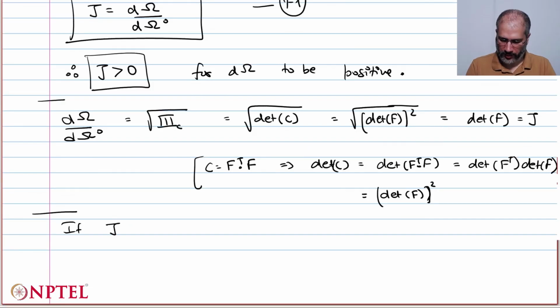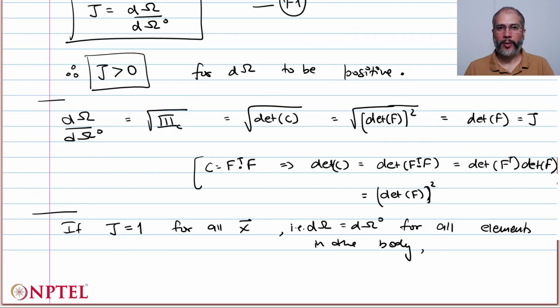Now if my Jacobian determinant is equal to 1 for all x's, that is, the deformation is such that the volume does not change for any element in the body. So what I mean to say is that d omega is d omega naught for all volume elements in the body. Then we say that the motion is an isochoric motion. So isochoric means that the volume is constant.